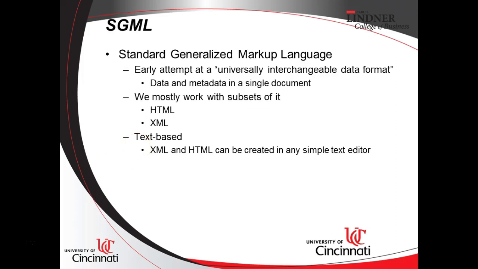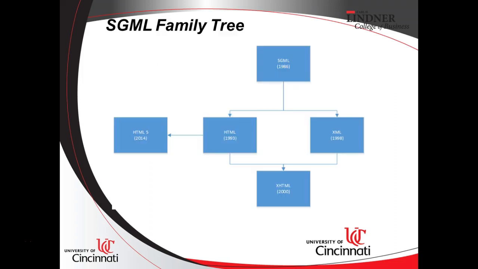First of all, SGML, Standard Generalized Markup Language. This is the ancestor of the things that we know today as XML, HTML, and XHTML, which we'll take a look at in just a moment. But essentially, this sets some guidelines for what a universally interchangeable data format is. We typically know it by its descendants, HTML and XML. These are text-based formats, so we can easily create and edit HTML and XML with a text-based editor.